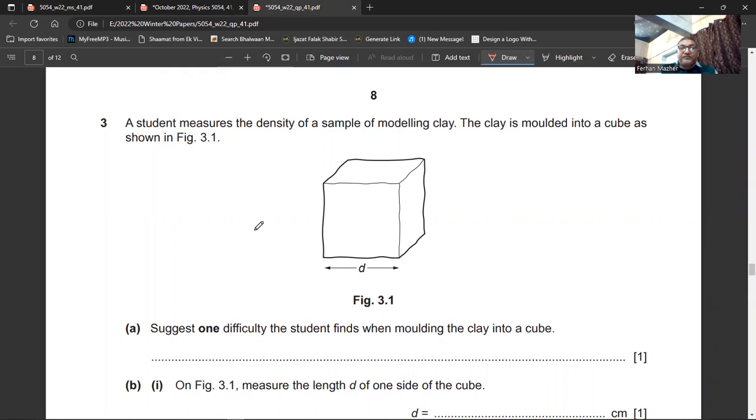So he's using clay, like Play-Doh. The clay is modeled into a cube as shown in the figure 3.1. So just one difficulty the student finds when modeling the clay into a cube. You see, in the cube, the length, width, and height, all dimensions are equal to each other. All the edges are perpendicular to each other. So when you are using clay, and you can look at this diagram also, the edges are not straight. So to make the edges perfectly straight, that is very difficult with the clay, and to make the edges perpendicular to each other is also a little difficult.